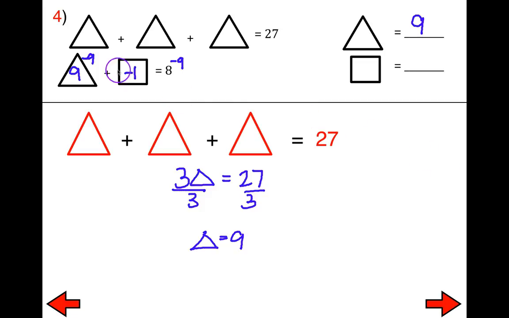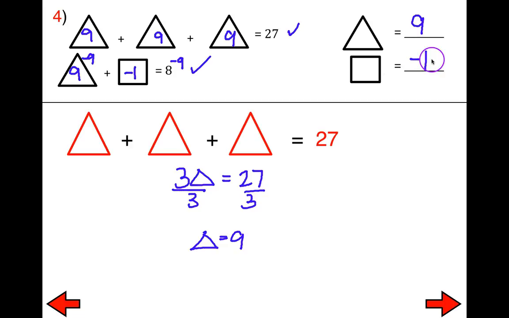But if you didn't see that, that's totally fine. So here I'm going to conclude that a square is -1, but let me just double check. Does 9 plus 9 plus 9 equal 27? Absolutely. Does 9 plus -1 equal 8? Check and check. So I'm pretty confident that my answer is correct, that a triangle equals 9 and that a square equals -1.